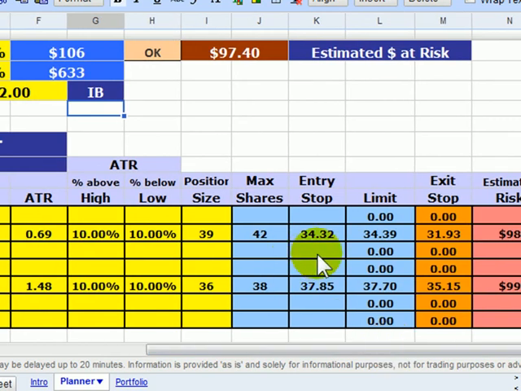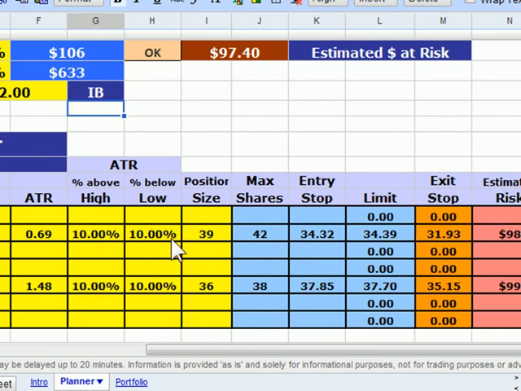It then calculates a few key things. The first is the most shares I'm allowed to take. It then says, based on my ATR above the high I've entered in, I should place my entry at 34.32 for my stop portion and my limit portion at 34.39. This is all based off of this ATR number and the percent above the high you went. Vice versa for your exit point.